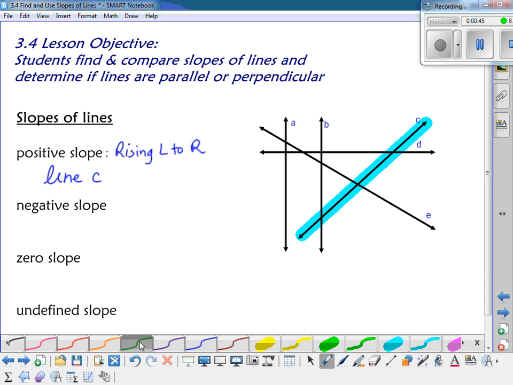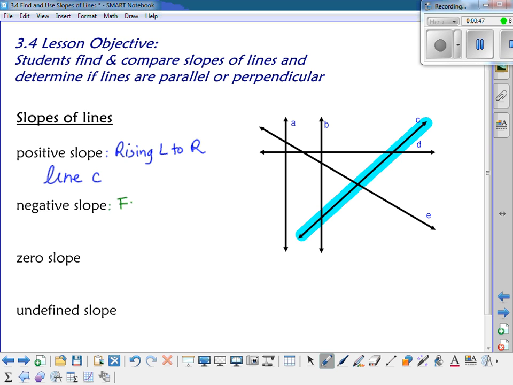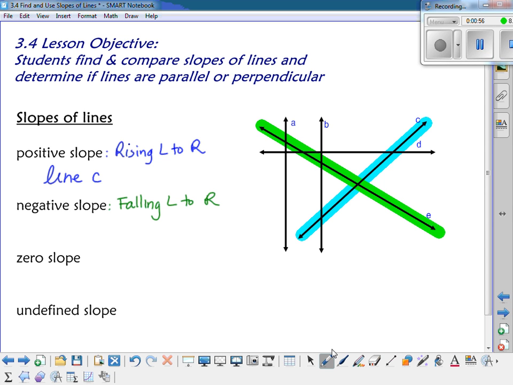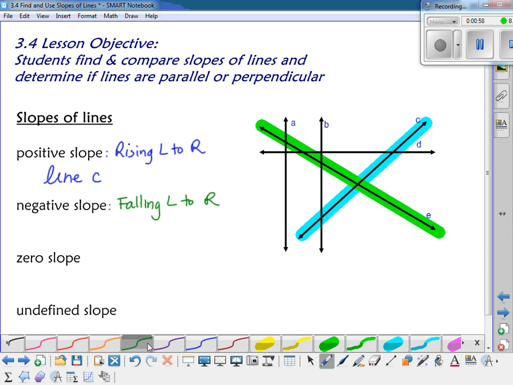Negative slope is just the opposite. It's falling as you go left to right. So again, looking at the figure, I can see here that line E has a negative slope.